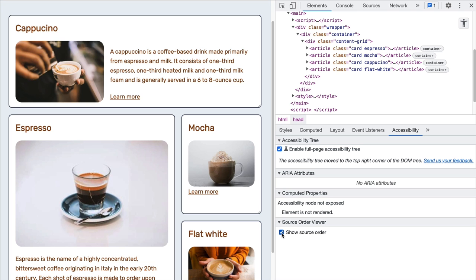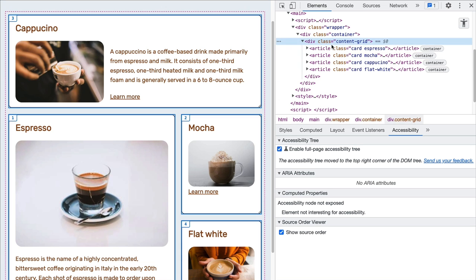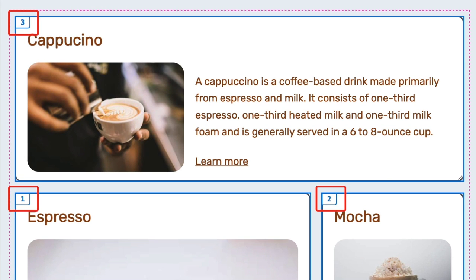Besides that, you can view the order of source elements on the screen. Enable the Show Source Order checkbox in the accessibility pane. Now, focus on an element. Obviously, the content order is incorrect for the screen reader users.